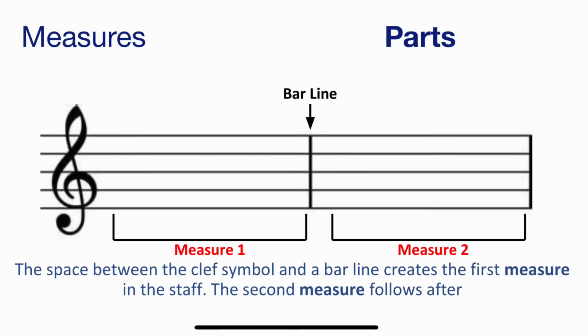As you can see in the example above, the treble clef is at the beginning of the staff. Then after that, we have our first space, which is measure 1. Next, we have our first bar line. Then following that first bar line is our second space, which is measure 2. We now know that a single bar line is a vertical line that divides the staff.